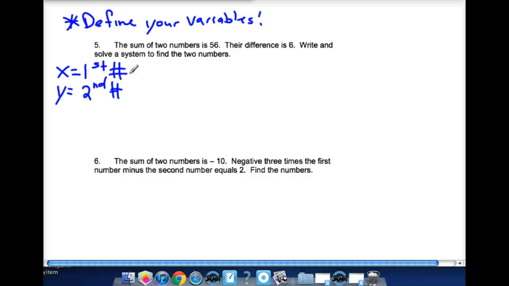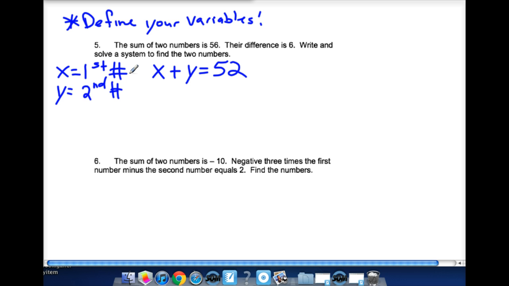x plus y equals negative 6. Where does it say their sum is negative 6? The sum of the two numbers is 56. x plus y is 56. x plus y equals 56. The sum of the two numbers is 56. Their difference is 6. Who can write the second equation?